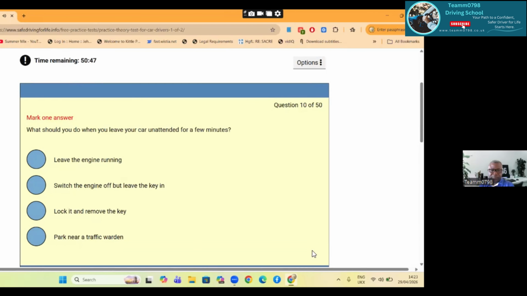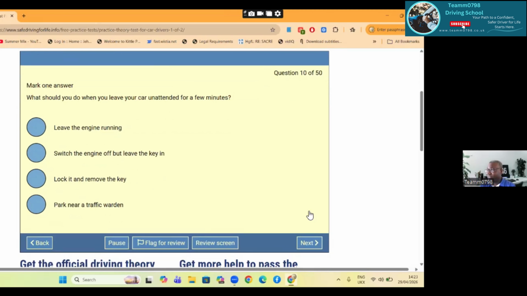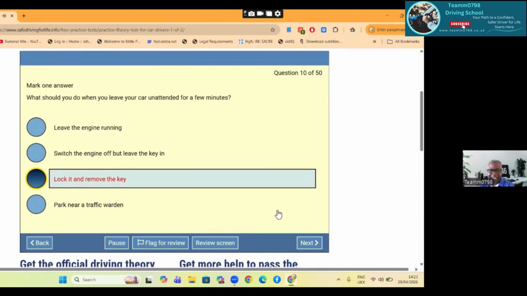Mark 1 answer. What should you do when you leave your car unattended for a few minutes? Okay, what should you do? Leave the engine running? Someone will steal it. It's illegal. It's against the law to leave the engine running. Switch off the engine, but leave the key in the car? No. Thieves could take it away. So lock it and remove the key. Okay. Park near a traffic warden? No, that doesn't apply. Let's put it that way.